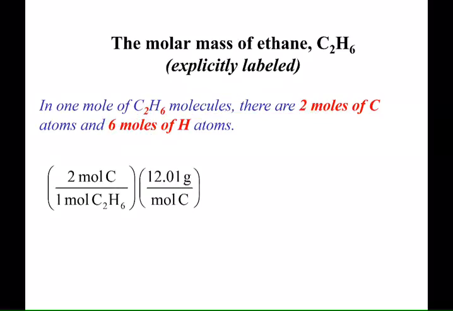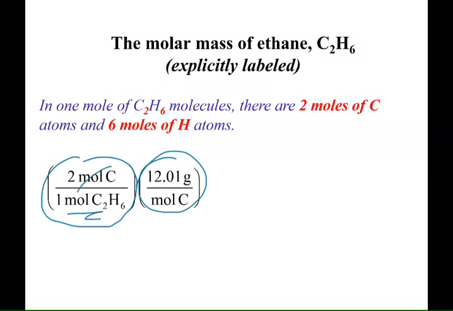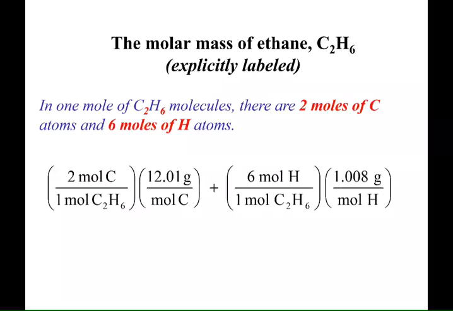We have 2 moles of carbon atoms in 1 mole of the compound, and the molar mass for carbon from the periodic table is 12.01 grams per 1 mole. So moles of carbon cancel, and we're left with grams per mole of C2H6 with regard to carbon. We need to do a similar thing for hydrogen. There are 6 moles of hydrogen per 1 mole of compound. That came from the subscript 6 here.